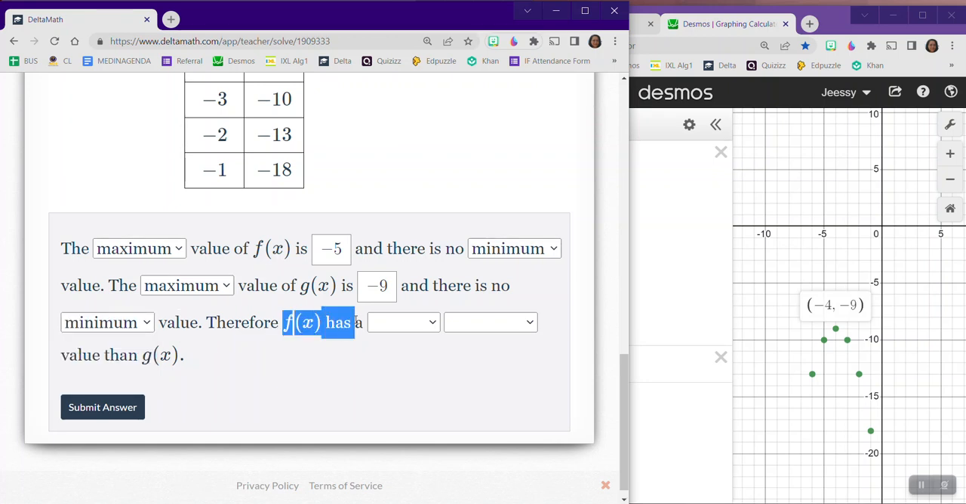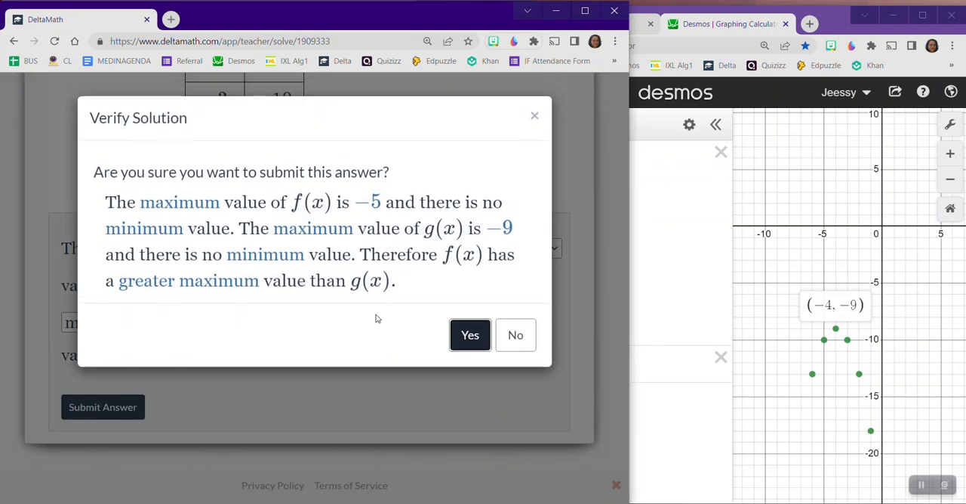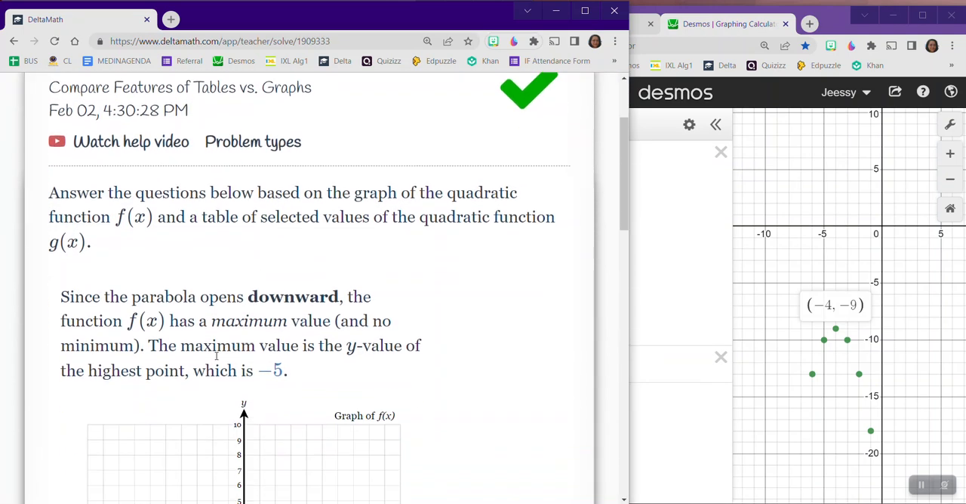Therefore, the max of f of x is -5. The max of g of x is -9. So is f of x greater or smaller? -5 is greater than -9, right? F of x has a greater maximum than g of x, because they're maximums. Yes, because -5 is greater than -9. Oh, please be right. Yay.